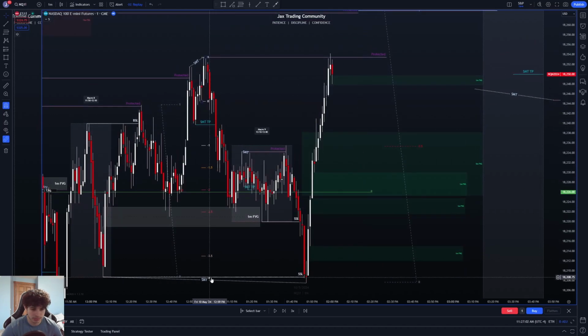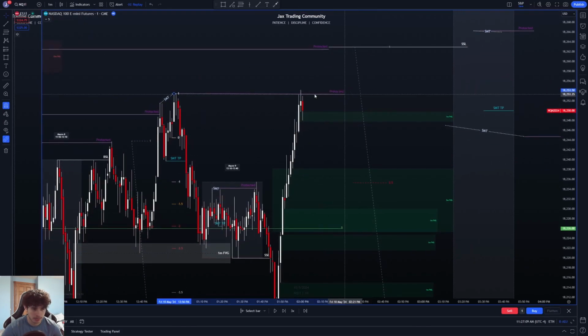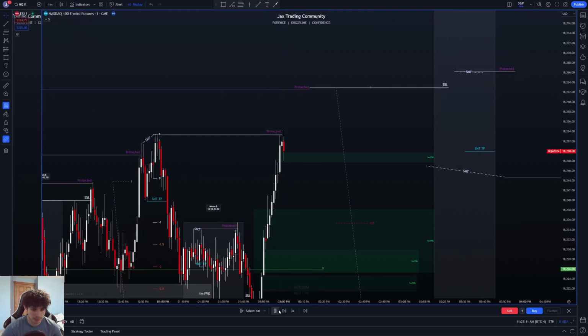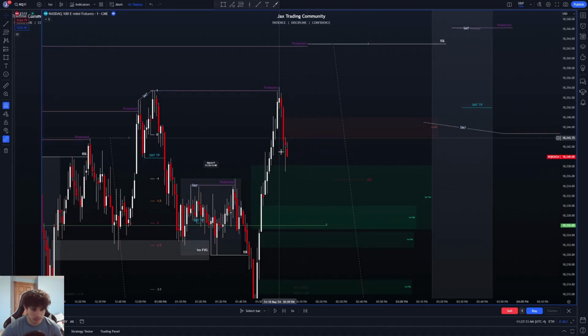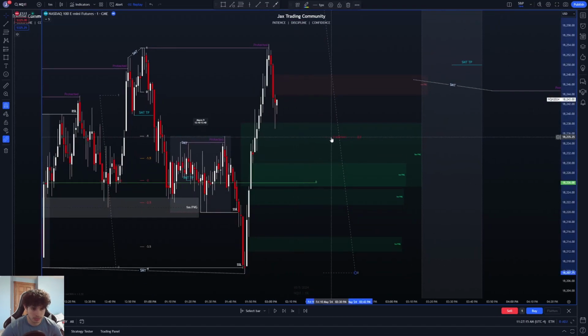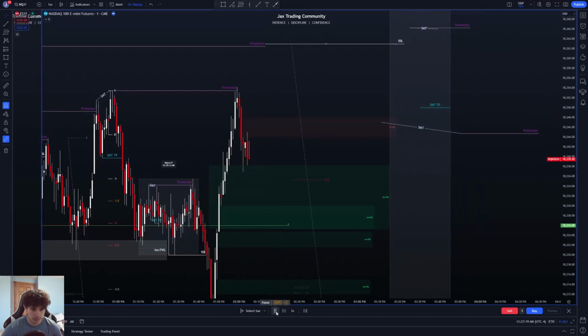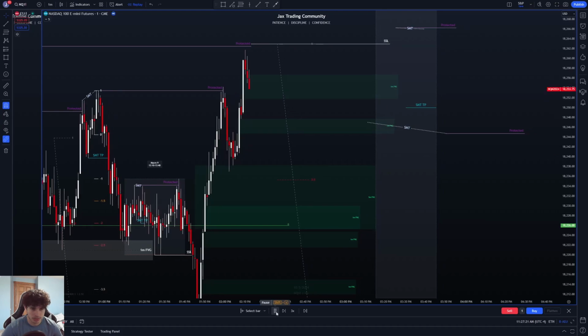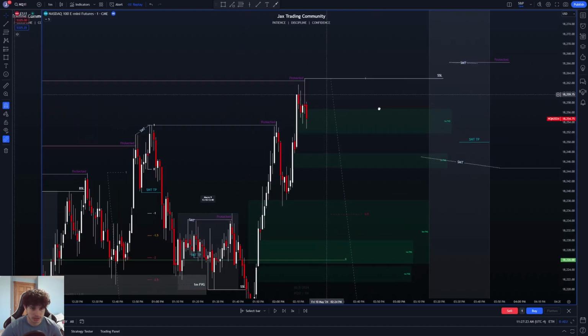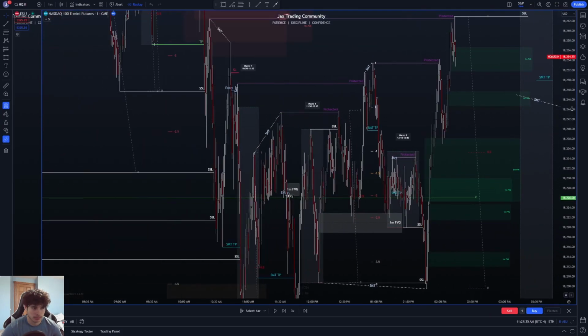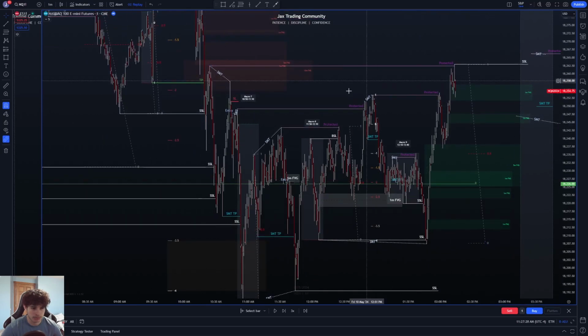After the standard deviation finishes and forms this SMT, what happens? We instantly buy back up. We take out this protected high. Right here we rebalance. This right here would be discount of the range. We don't quite tap discount, and then we take out this protected high. So now this model is complete.